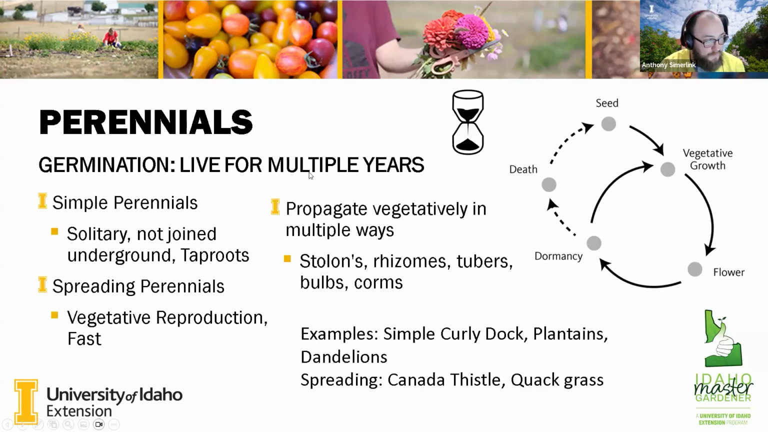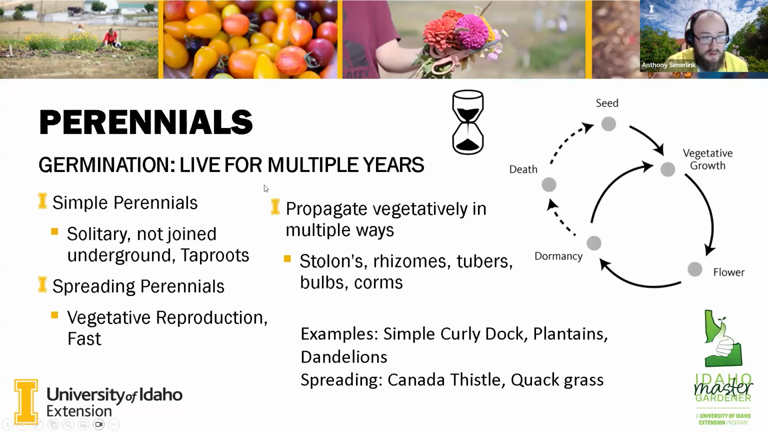Perennials, they live for multiple years. So they can be quite a pain to control because they will germinate, produce vegetative growth. They'll flower. They can flower in that season. Typically, they will flower the next season, but they'll flower, they'll go through a dormancy stage, and then they'll do vegetative growth again the next season, and then flower, and then that cycle can just continue on and on. So when we're talking about perennials, they will live for multiple years.